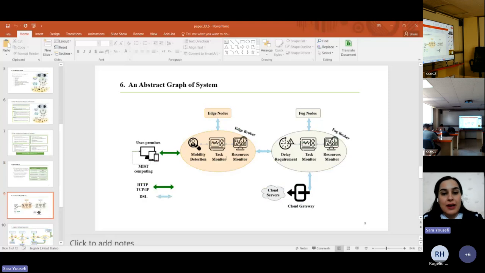This figure is an abstract graph of the relationships among the system's components. As you see, the layers exchange data with each other through their brokers, and in each broker there are three identifier components for specifying request requirements. The edge broker, as you see, relates to user premises on the one hand and the fog broker on the other hand. Similarly, the fog broker relates to the edge broker and the cloud gateway. In addition, each broker has a data exchange with the computing nodes of its own layer.